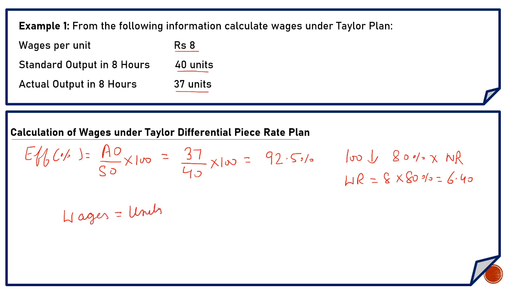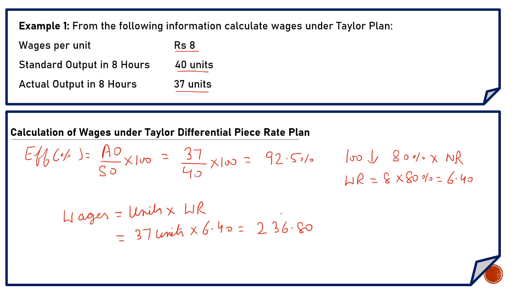Now to calculate total wages, our formula under Taylor differential piece rate plan is units manufactured by the worker into wage rate. Here units manufactured by the worker is 37 units and wage rate per unit according to Taylor plan is 6.40. So his total wages is 236.80.